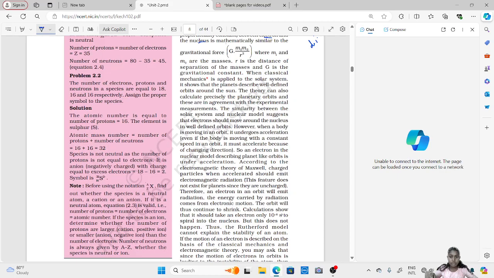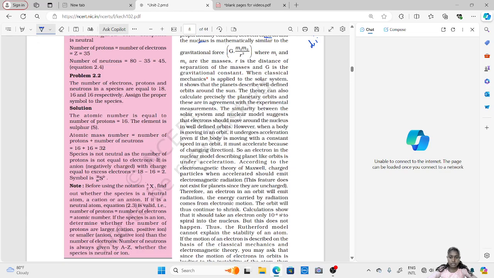However, when a body is moving in an orbit, it undergoes acceleration. Whenever anything moves round and round, it will have an acceleration. Even if the body is moving with a constant speed in an orbit, it must accelerate because of the changing direction. So an electron in the nuclear model, describing planet-like orbits, is under acceleration. According to the electromagnetic theory of Maxwell, charged particles when accelerated should emit electromagnetic radiation.